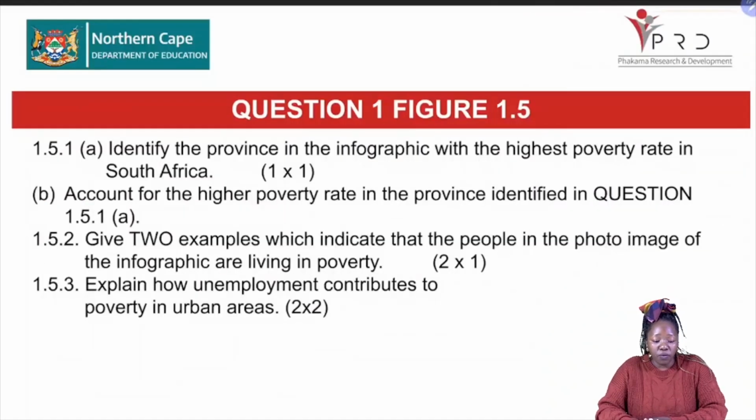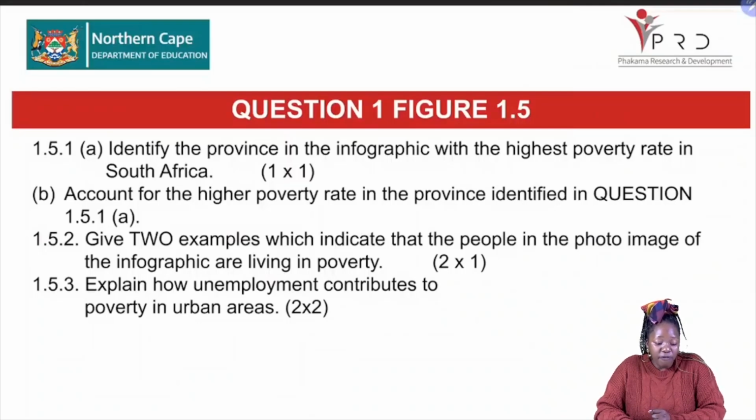So in your questions, you've got 1.5.1a, and then 1.5.2 and 1.5.3. Then we're going to proceed to the next question. So at A, you need to identify the province in the infographic with the highest poverty in South Africa. And also at B, you need to account for the highest poverty rate in that province you have identified. So if you don't know the provinces in South Africa, you will have a problem.